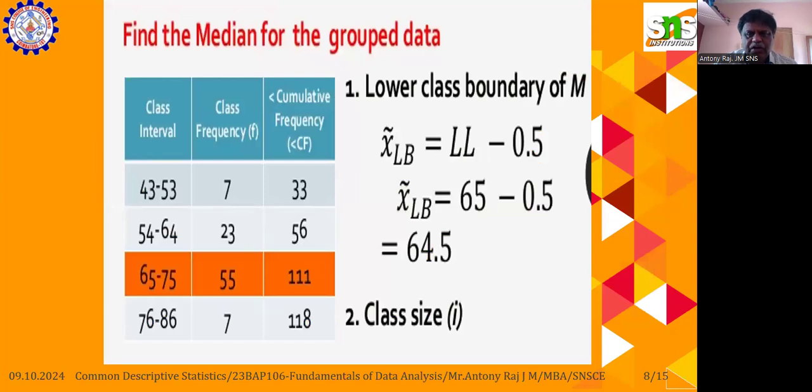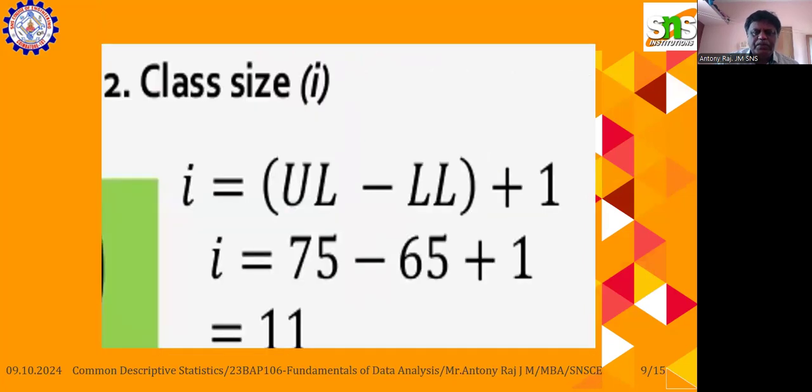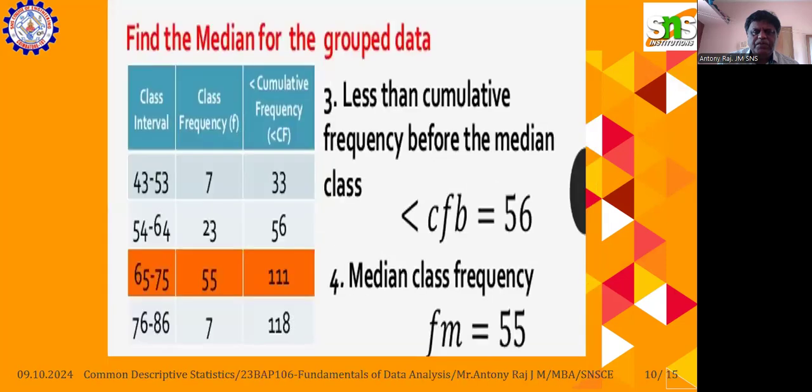First we find the lower boundary of the median class: lower limit minus 0.5. So this is the median class which has been identified, 65 minus 0.5, which is 64.5. Then you find the class size, I is equal to upper limit minus lower limit plus 1, which is 11. Then the cumulative frequency before the median class is 56, and the median class frequency is 55.